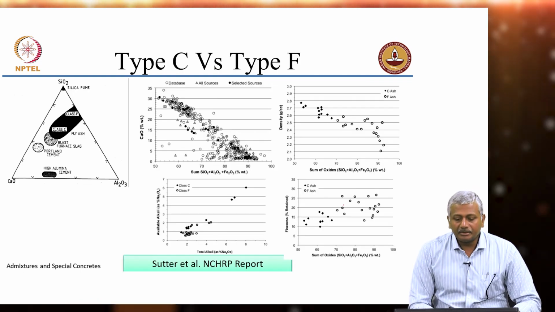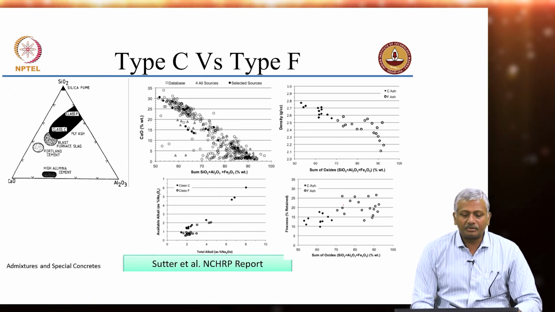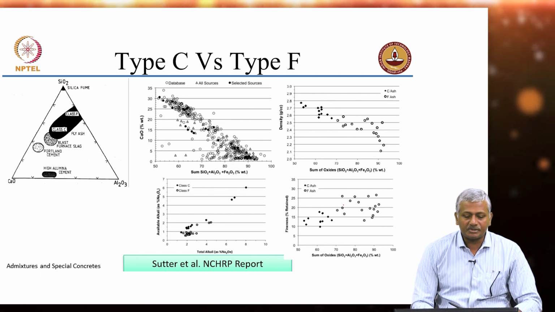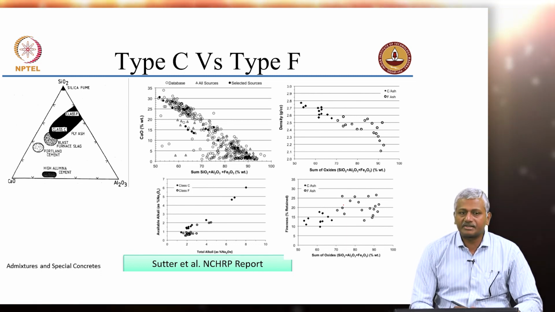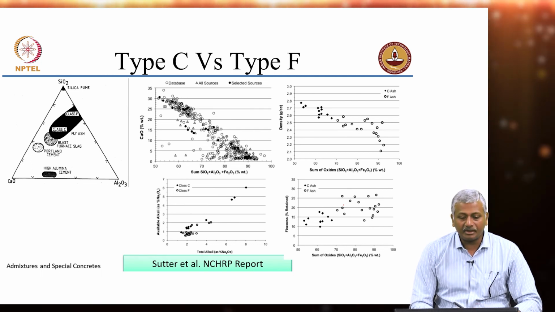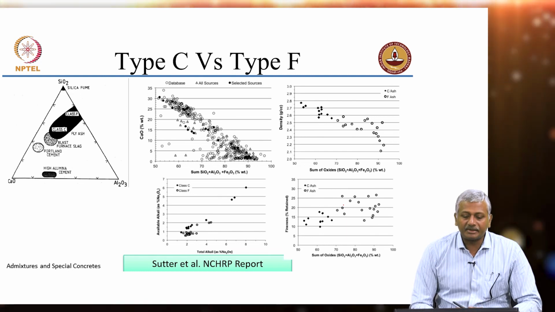Now, in the US, they had this highway research program which funded this project at Michigan Tech University, where they looked at a number of different class C and class F fly ashes collected from different parts of the country, and also a database that is being generated from other works that they looked at.